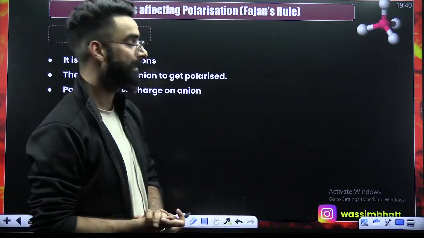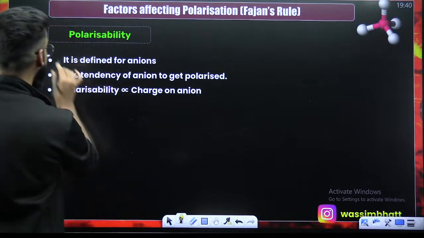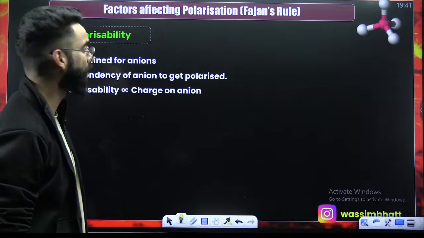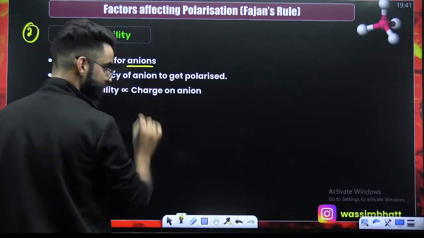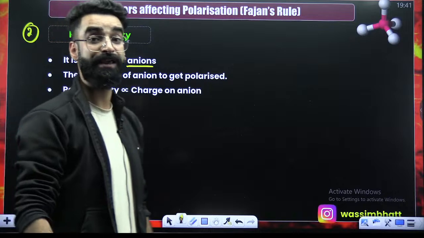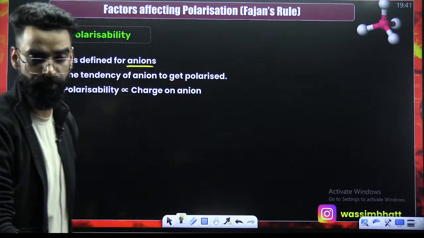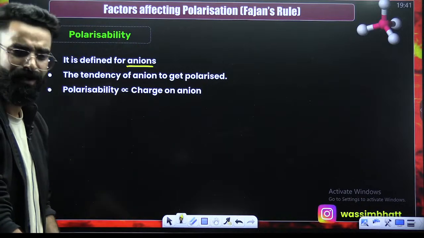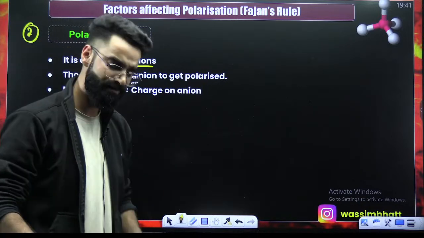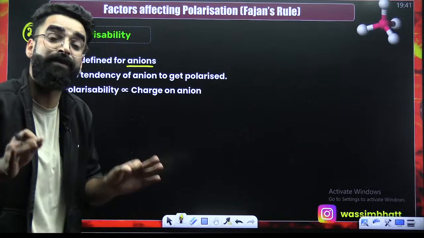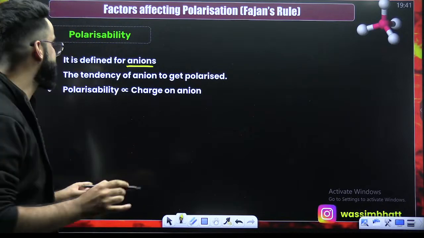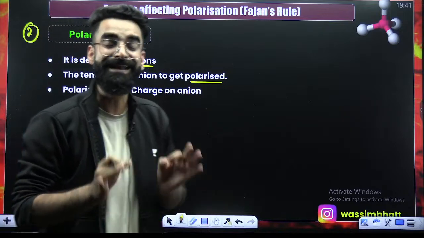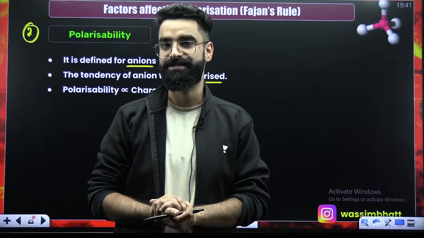Okay? Now, the second factor on which polarization depends is polarizability. Polarizability is defined for anions. Polarizing power was defined for cations. What is polarizability of an anion? Simple. The tendency of an anion to get polarized.